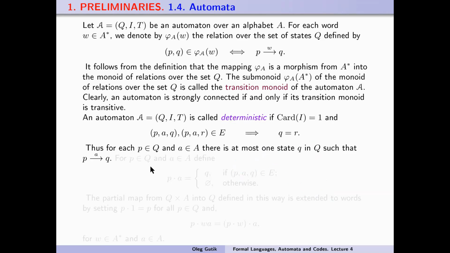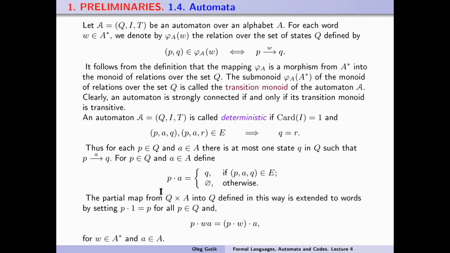Therefore, for each state P and any letter A from the alphabet A capital, there exists at most one state Q such that there exists an edge from P to Q with the label A. For P a state of the automaton and the letter A from the alphabet A capital, we define P multiply A equal to Q if PAQ is an edge of the automaton, and equal to the empty set in other cases.